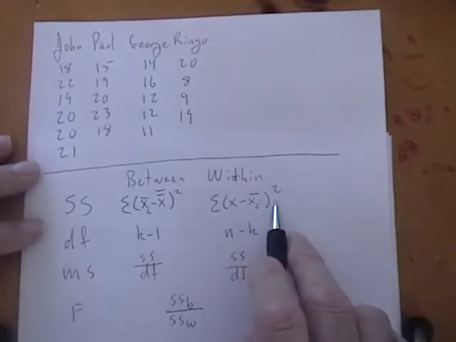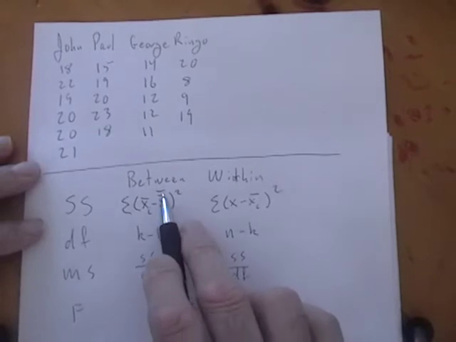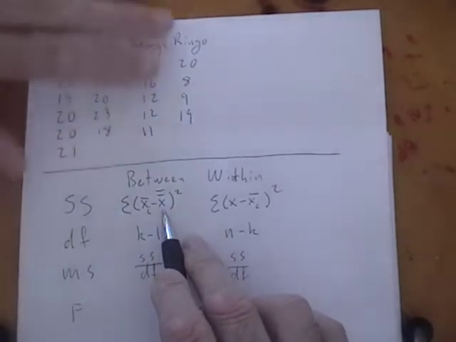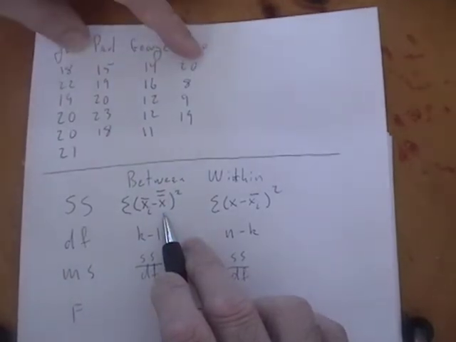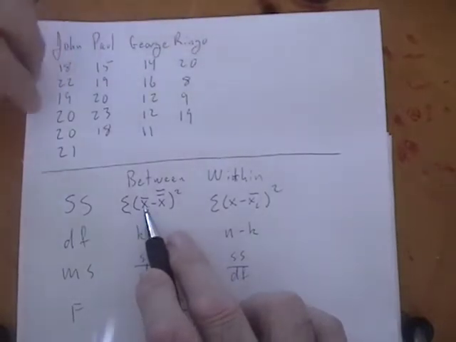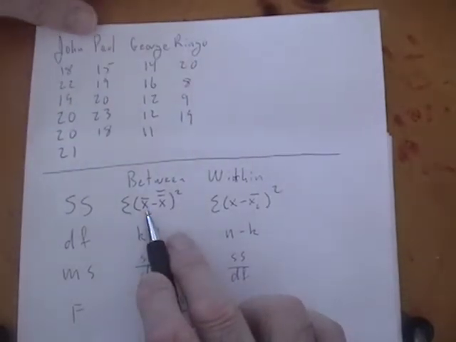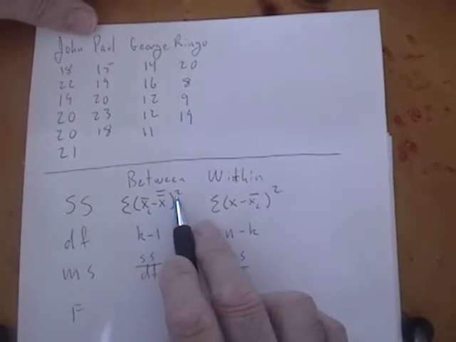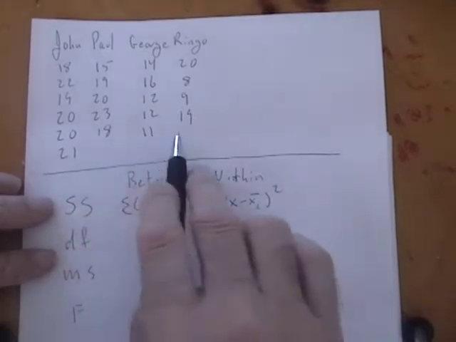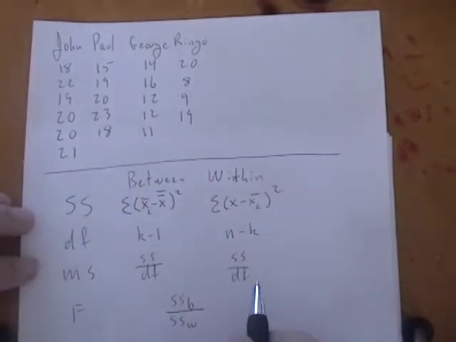you'd square the result. This symbol, x bar bar, it's not quite the average of the averages, it's the grand average. It's the average of all of the numbers. So if I take the individual means for each group and compare it to the overall mean, squaring the result, I get a sense of how much variation is present between the 4 different groups.